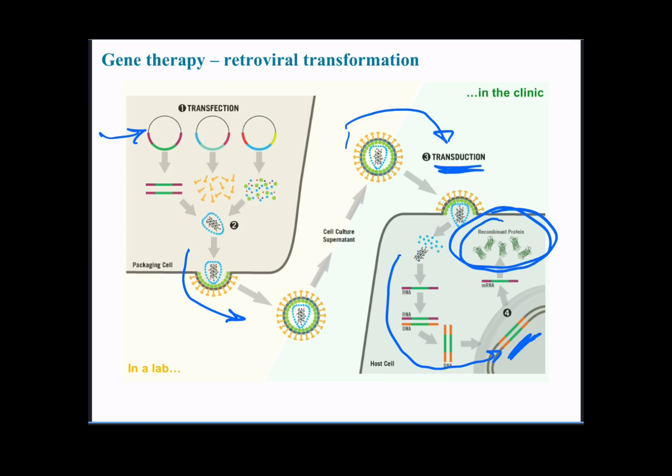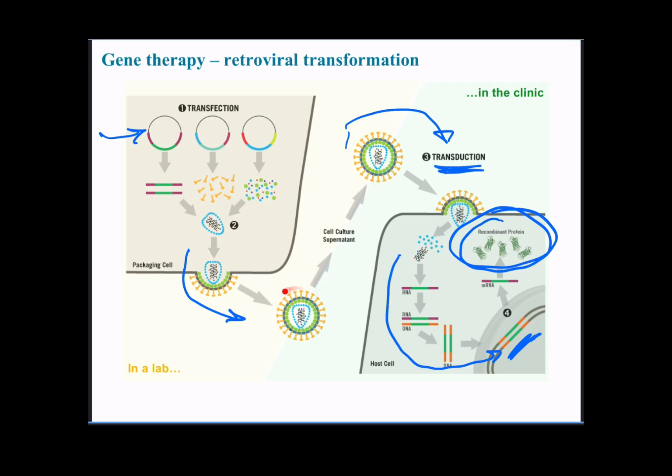So in a lab, and these days in a lab within a company, you would produce these retroviral particles with a given therapeutic sequence of interest. Then you purify those viral particles, and then you inject them into a patient and let those retroviruses go and infect the target cells. What target cells will be infected depends on a number of factors.